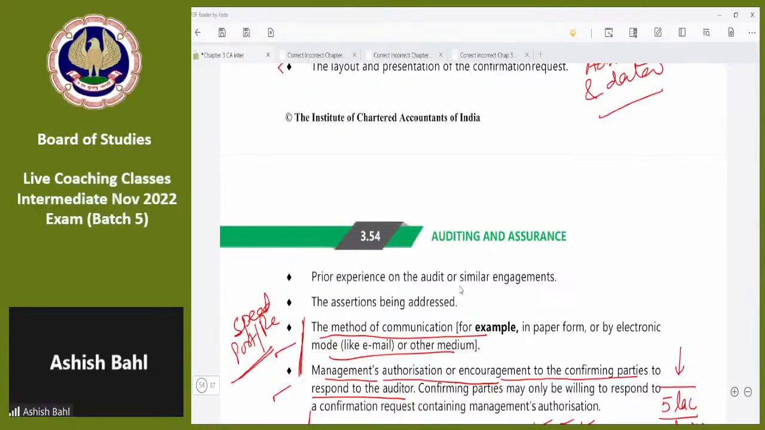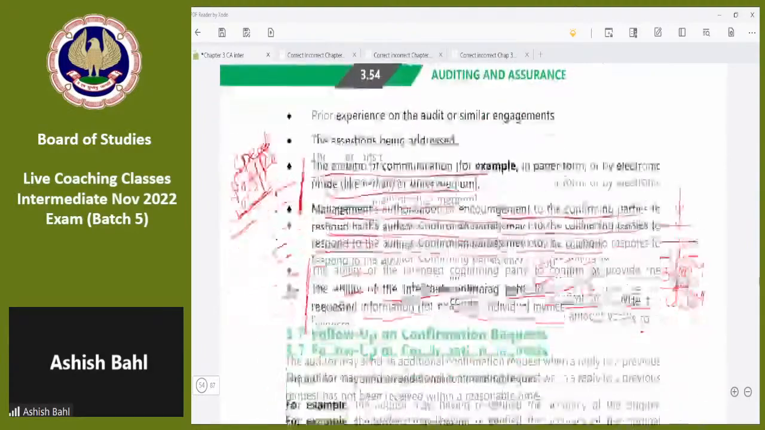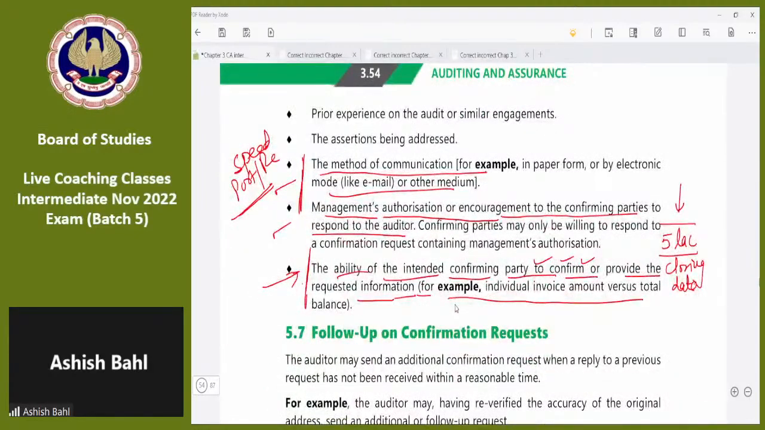So Dhanlakshmi, you are asking why previous experience on audit or similar engagements is relevant while designing confirmation requests. Say if the auditor is auditing the accounts of the company for the past 3 years, then obviously he has experienced that the debtors and creditors of this company definitely respond to him.